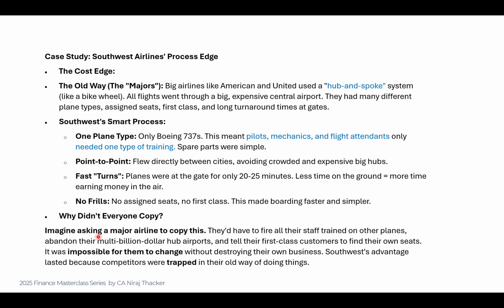Now, why are big airlines not able to copy? Because they have so many planes, different kinds of planes. They have first class, and again they have to train staff for them, correct? So it was impossible for them to change without destroying their own business. Southwest would have had to retrain staff on the other planes, abandon their multi-billion-dollar hub airports, and go international. They have so many planes and so many places, correct? So that is why they are not able to copy. So low cost, going between cities, offering lower fares also, they did very well in terms of process.